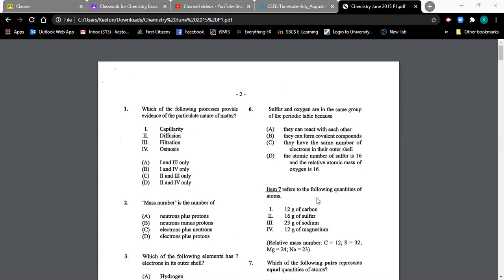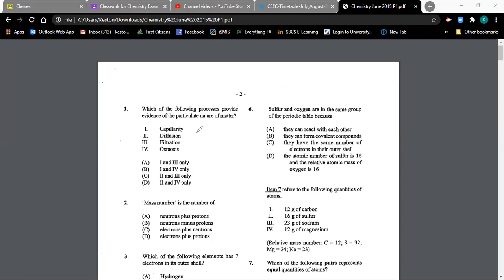1. Which of the following processes provide evidence of the particulate nature of matter? So you have capillarity, diffusion, filtration, osmosis. What do you guys think? Can we get my pen out? One of them there is totally out. 2 actually. Any idea?